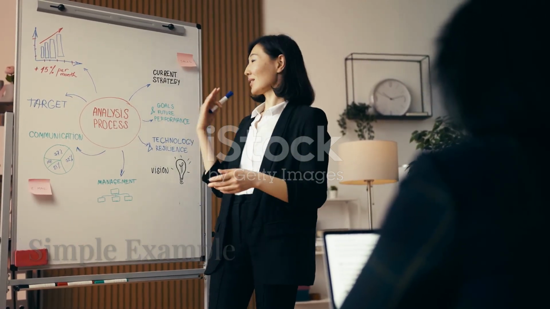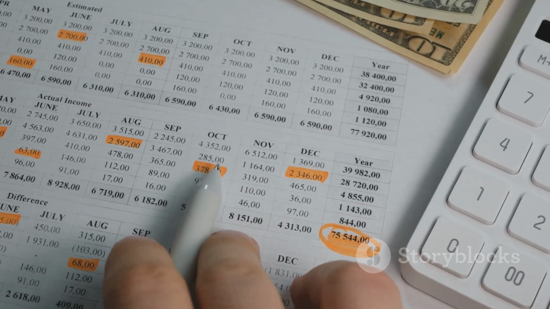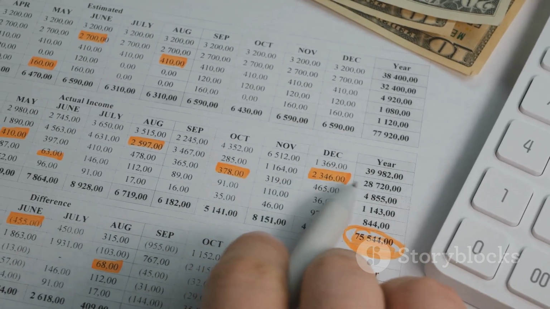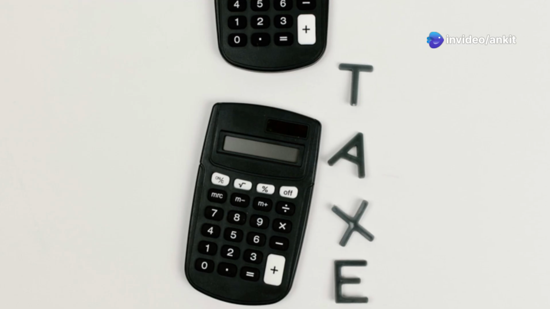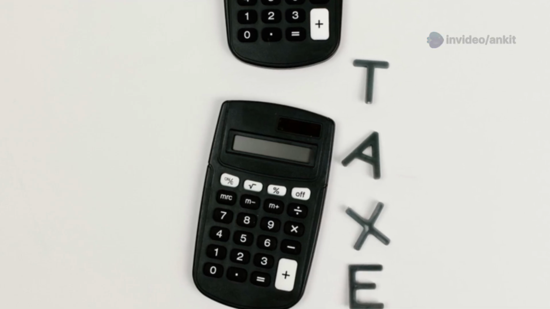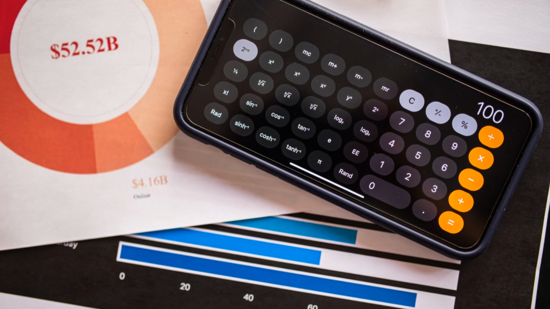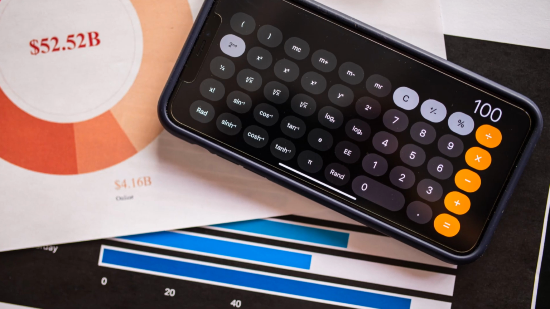Let's illustrate with a simple example. If a company has a taxable temporary difference of 20,000 rupees and a deductible temporary difference of 5,000 rupees, and the applicable tax rate is 30%, this would result in a deferred tax liability of 6,000 rupees and a deferred tax asset of 1,500 rupees.